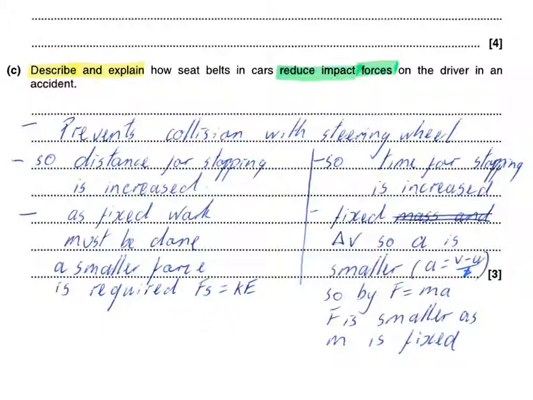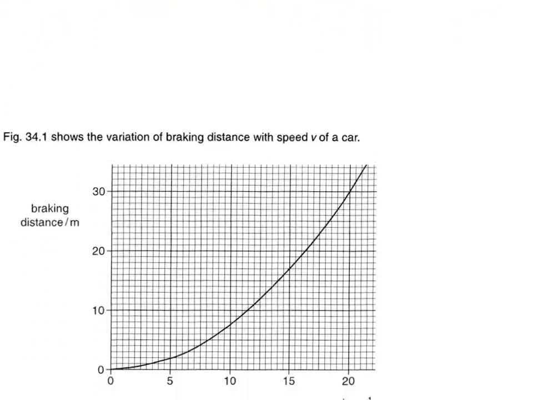The other way of doing it is in terms of time. So I'm increasing the time required to stop. I've got to do the same velocity change, the same delta v. That means I get a smaller acceleration. Acceleration is (v minus u) upon t, and therefore if we're using F equals ma for the same mass, same velocity change, we get a smaller acceleration and therefore a smaller force if I can do that in a greater amount of time. So two potential routes for answering that question.